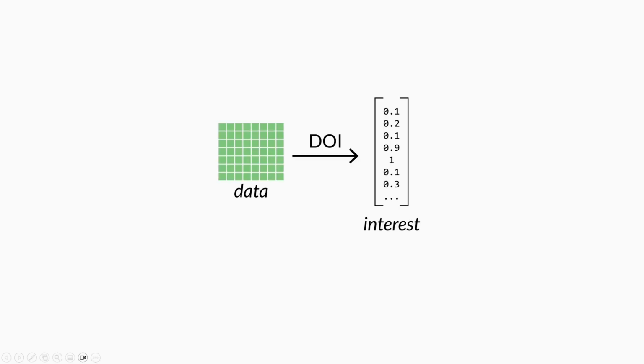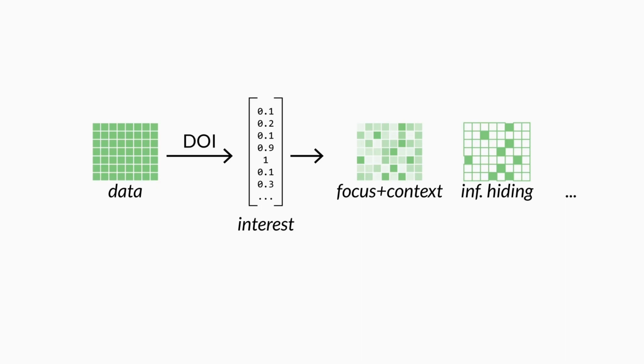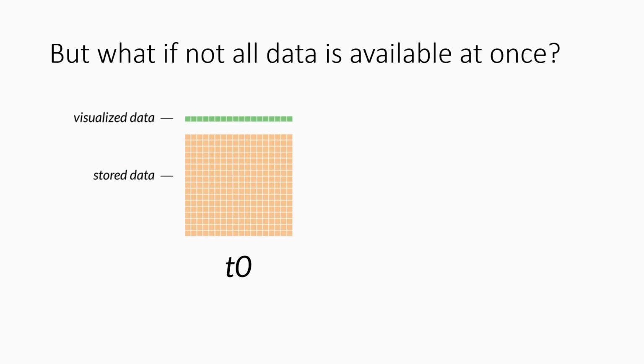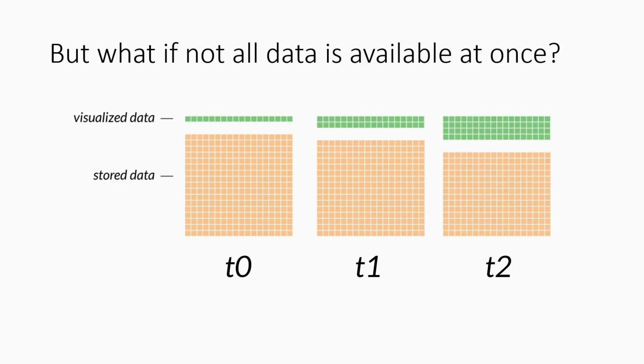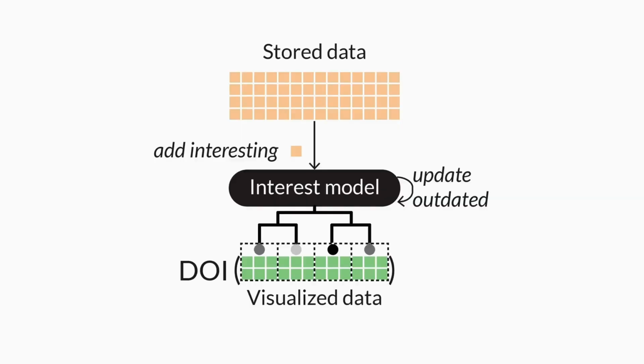Degree of interest functions underpin many well-known analysis techniques for large datasets, like focus and context and information hiding, which bring out those parts of the data that are most relevant to the task. But what if the data is not available at once, but visualized progressively? In our paper, we demonstrate how regression trees can be used to efficiently maintain valid interest values in progressive visualization and also to prioritize interesting data in future chunks.